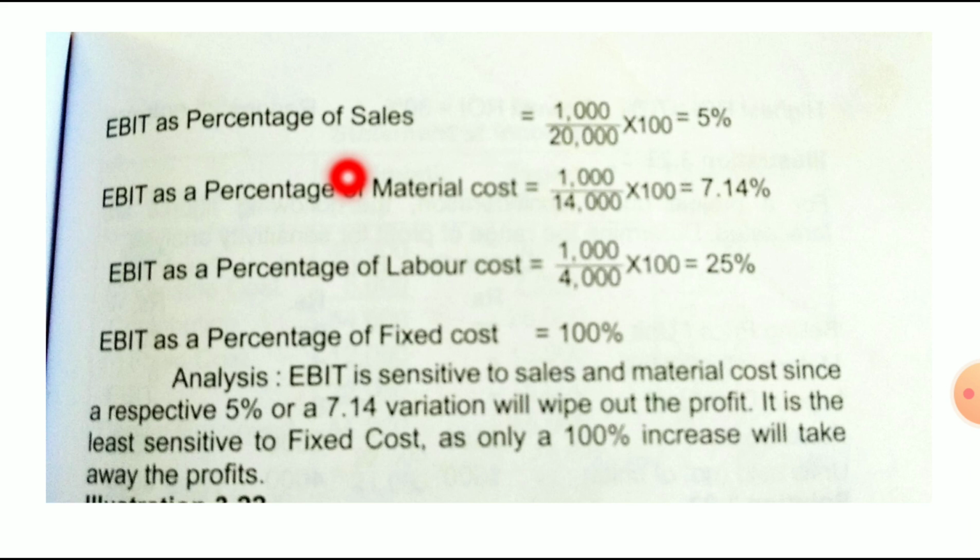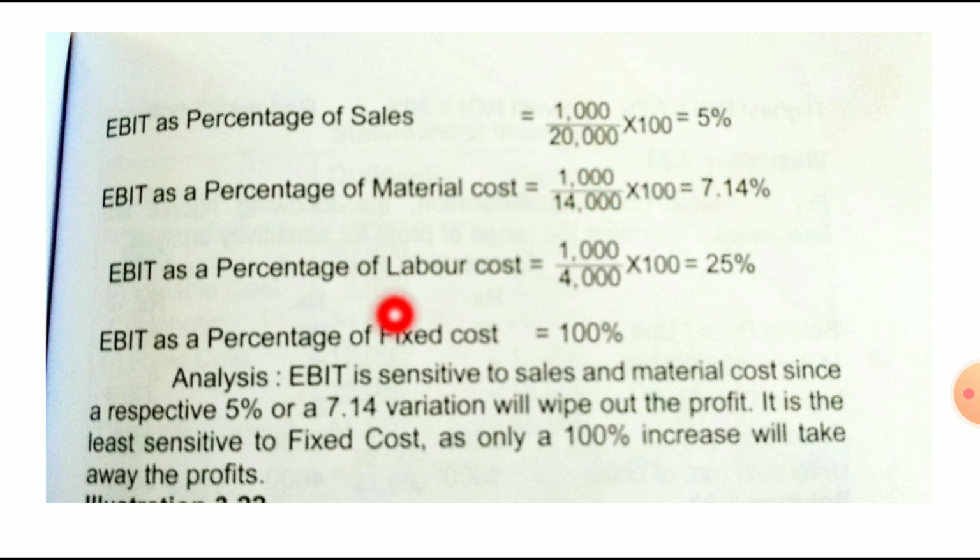Then EBIT as a percentage of material cost. So EBIT is 1000, material cost is 14,000. So 1000 divided by 14,000 into 100, it is 7.14%. So 7.14% increase in material cost will make our profit 0.